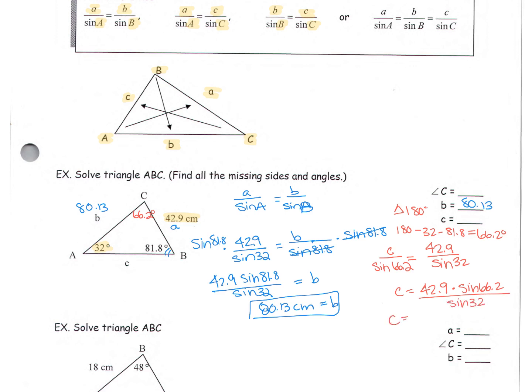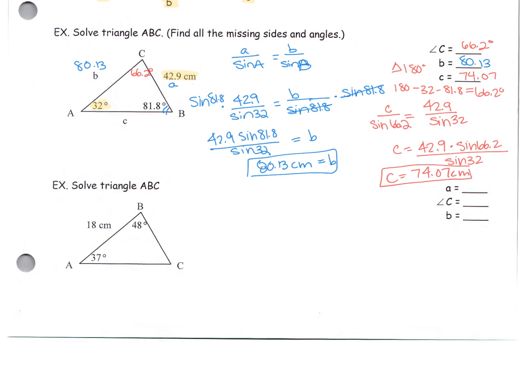And I'm going to put that all into my calculator. And when I do, I should get something near 74.07 centimeters for side c, and this was 66.2 degrees for angle C. So let's take a look at this problem again.